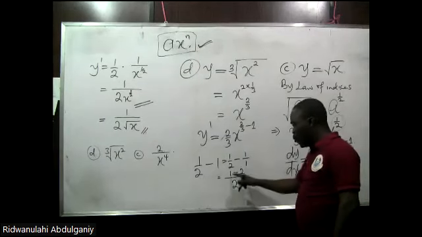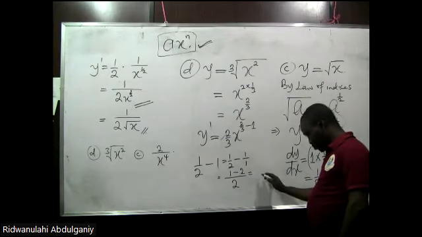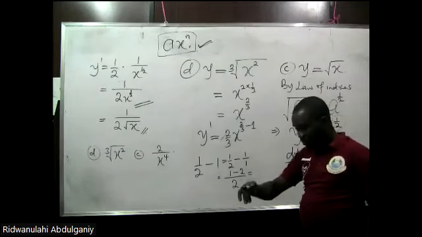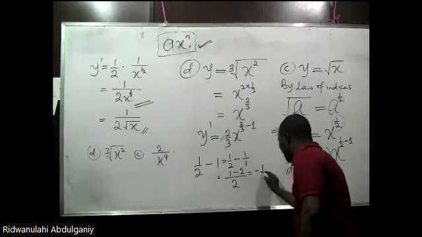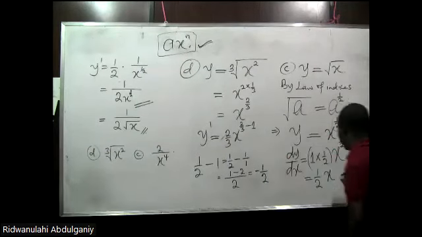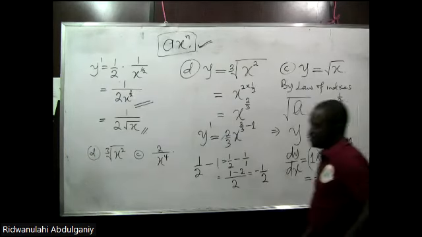2. 1 minus 2. Yes, minus 1. Minus 1 divided by 2. So the power now is minus 1 divided by 2. That's how we obtain that.